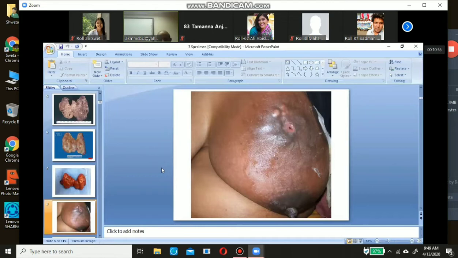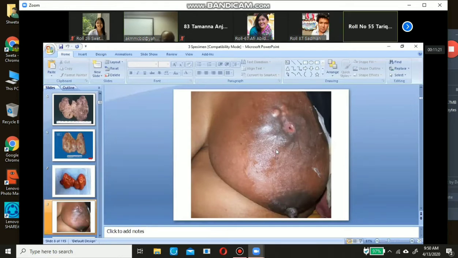Then what is the diagnosis? It is obvious. There is a lump here, and the lump involves the skin. There is induration, there is ulceration, and there are multiple vesiculations, etc. Then obviously this is a case of carcinoma of breast.